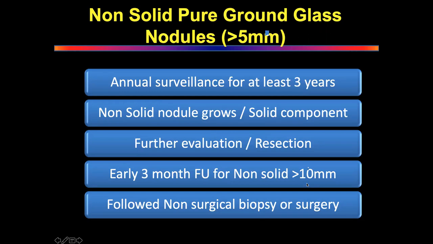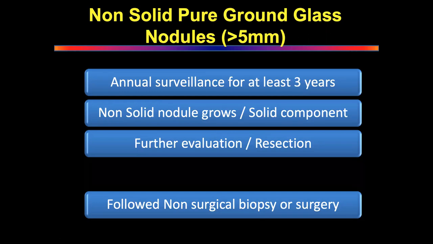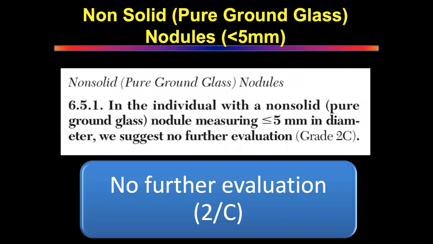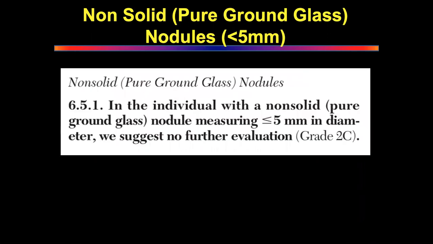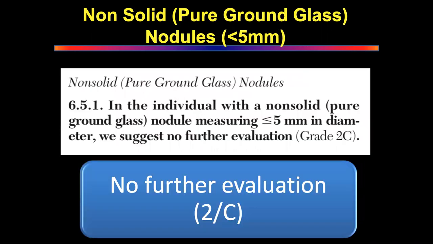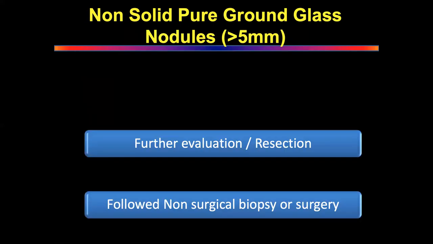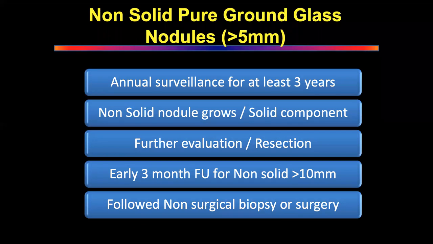Did it make sense or no? So let me go through this again. This is important. So if pure GGO, less than 5, don't do anything. More than 5, you have to do at least once a year a CT scan for 3 years.